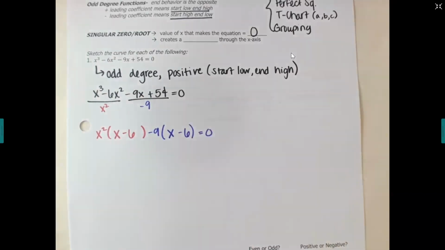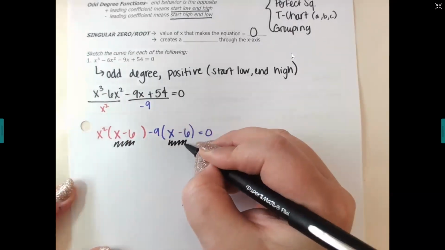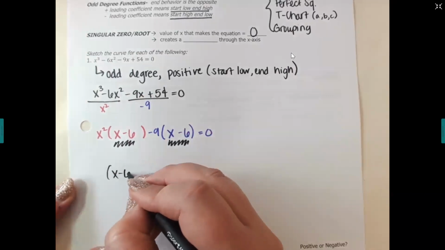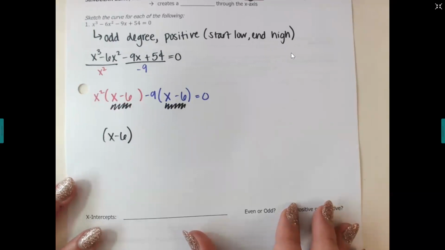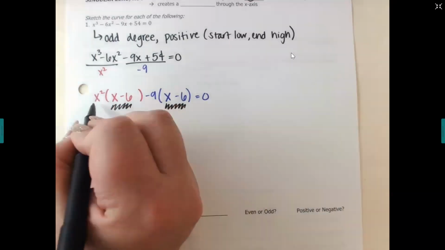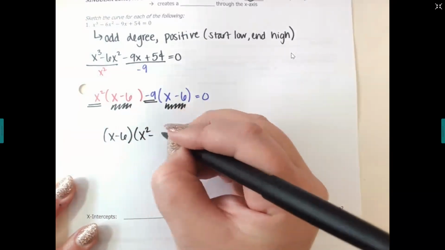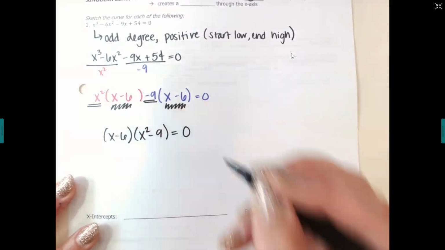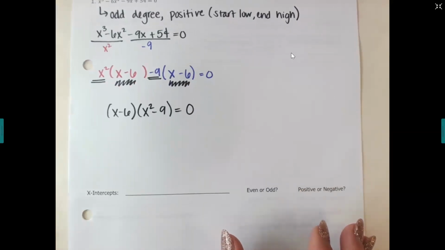Okay, then from there, your parentheses ought to match each other. I see here that they do. I have an x minus 6 here and an x minus 6 here. That's going to form my first factor. My second factor is going to be whatever I had pulled out. So I had an x squared and a minus 9. That's factor number 2. Okay, from here, we talked about if you get it in factored form, actually, that second one, we could break down one more time.